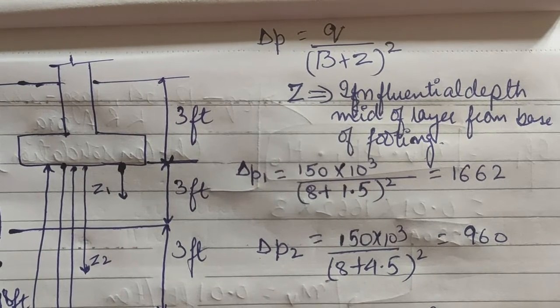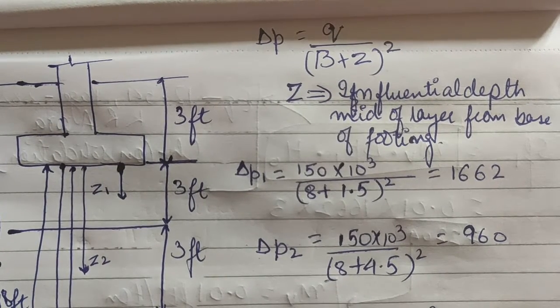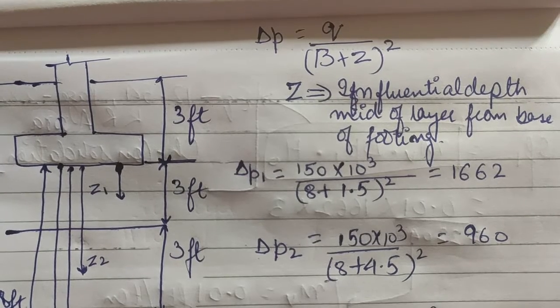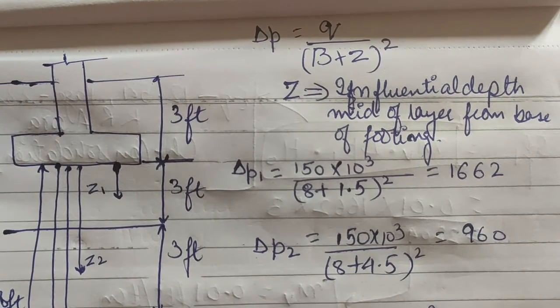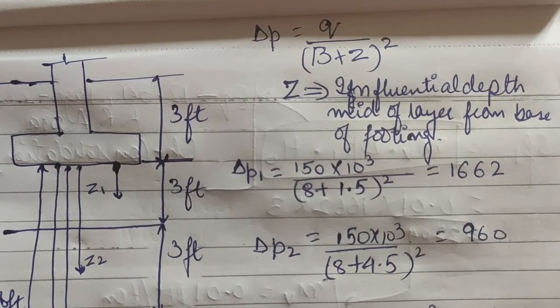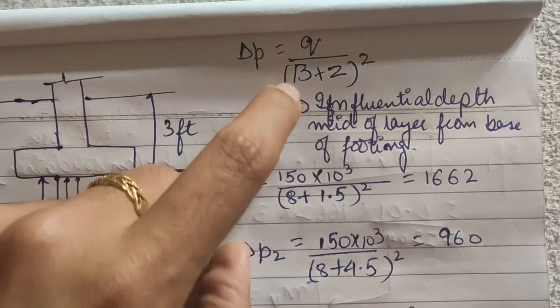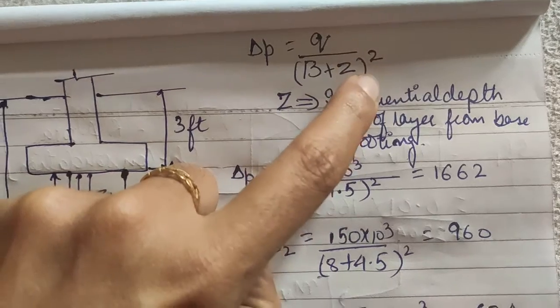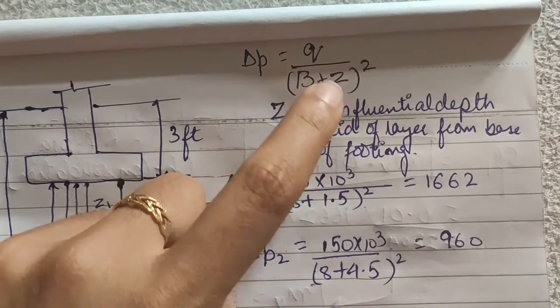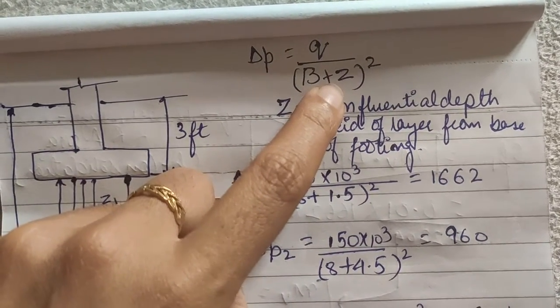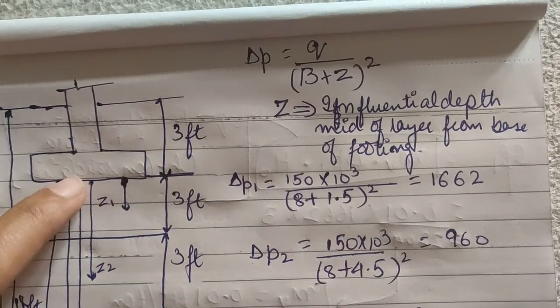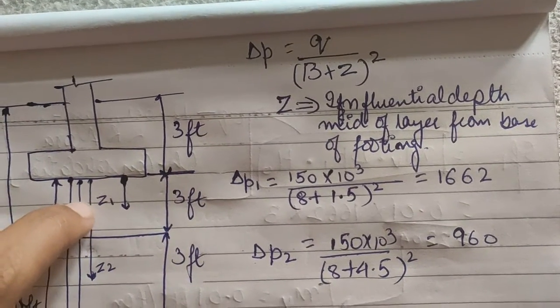This is the diagram that represents the division of soil layers. First we need to understand the formula for determining change in pressure, delta P, that is Q upon (B + Z) whole square. B is the breadth, Z is the influential depth which is usually taken from the base of the footing to the middle point of the layer.